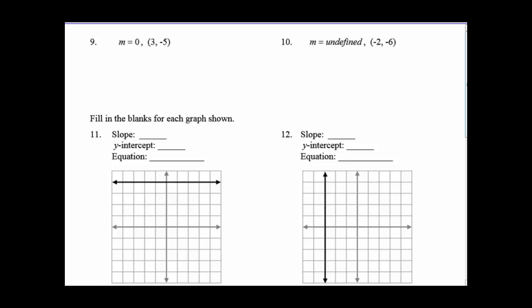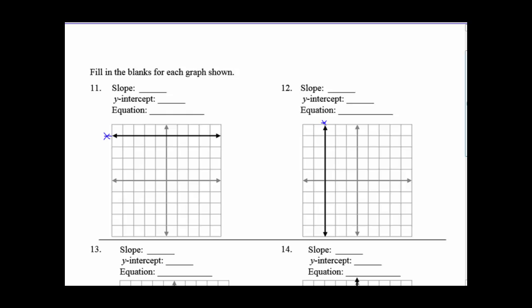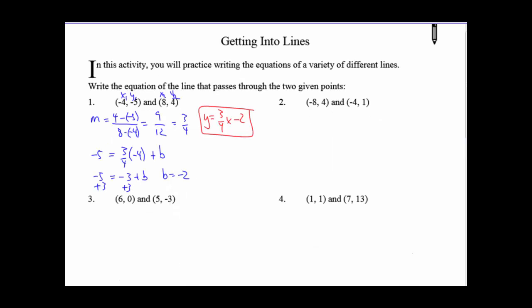All right, on 11 and 12, 13 and 14, you're going to take the lines that are given here, here, and here. You're going to tell us what the slope is, find the y-intercept, and write the equation of the line. So when you finish both 5.3a and 5.3b, go ahead, wait a couple minutes, check your answers.